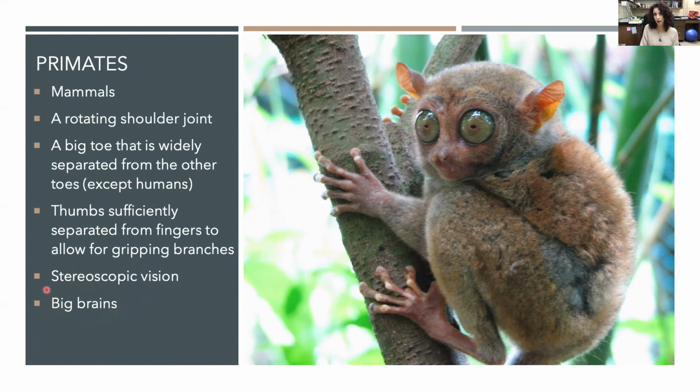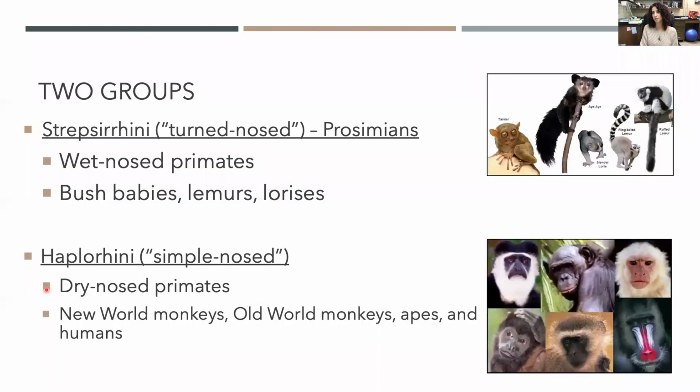Now, we can break the primates down into two main groups. First, we have what we call the strepsirrhini, or the turn-nosed primates. These are our prosimians. You can recognize prosimians as lemurs or lorises or bush babies. So this is one type of group. The other type of primate is called the haplorhini, or the simple-nosed primates. These are also called dry-nosed primates. These represent both our old and new world monkeys, the apes, and the humans. And this is an image of the haplorhini.